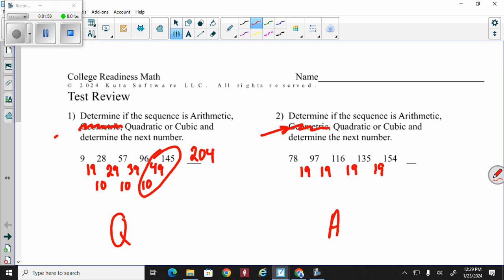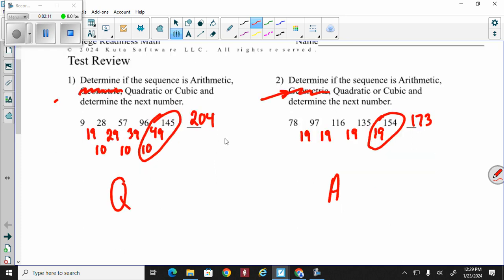I only did one set of subtraction, so I'm going to add this up. I believe it's going to be 163, oh, 173, sorry. So my next number is 173.